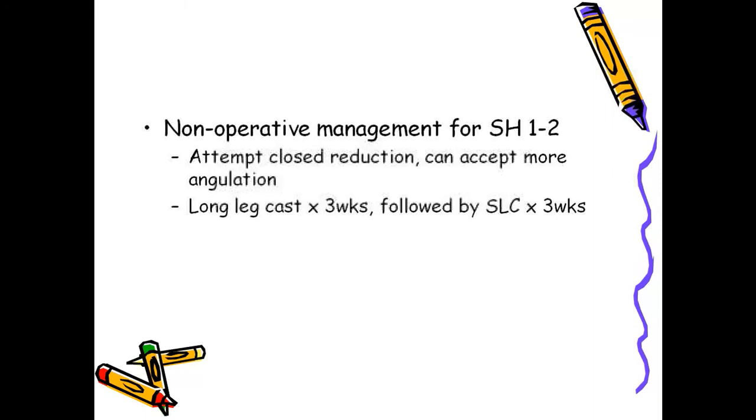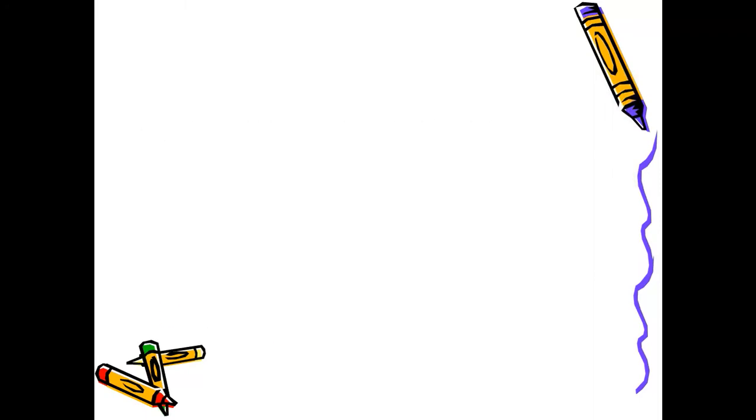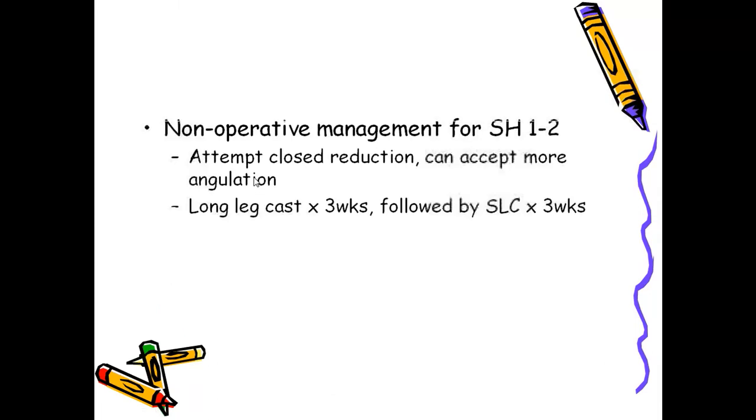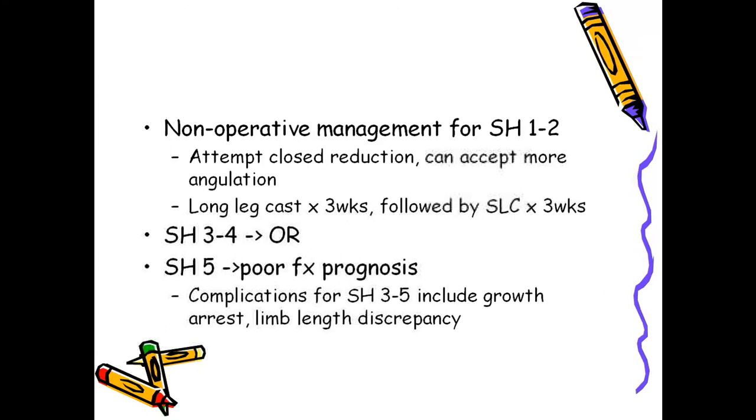Especially in type 1 and 2, usually we do non-operative management with cast application. We try to do closed reduction, which can accept more angulation, and a long leg cast for 3 weeks, followed by a short leg cast for 3 weeks. In Salter-Harris 3 or 4, open reduction. Salter-Harris 5 is a compression fracture.